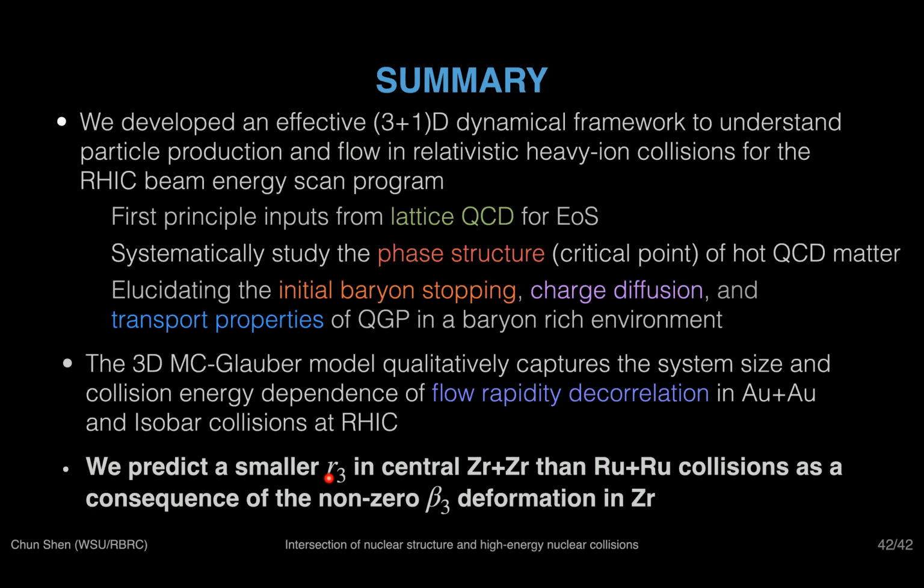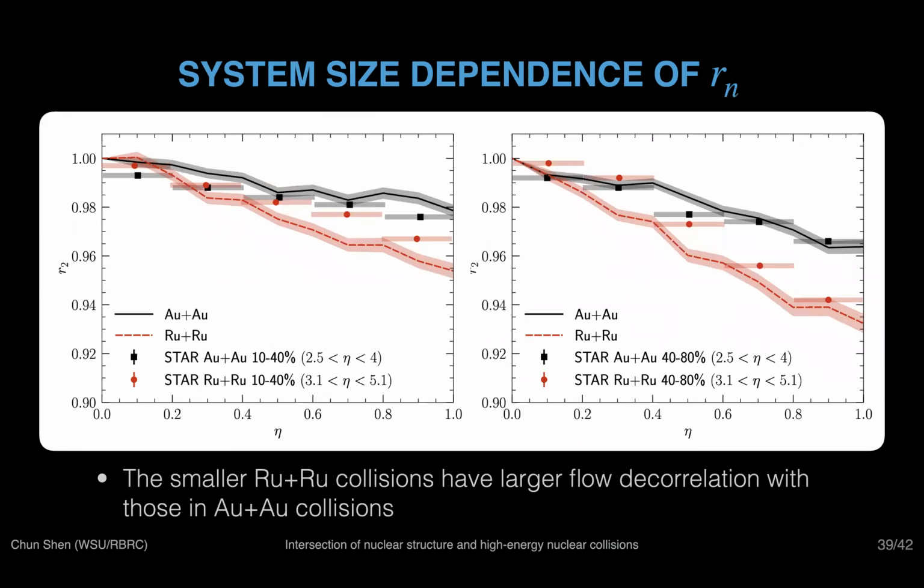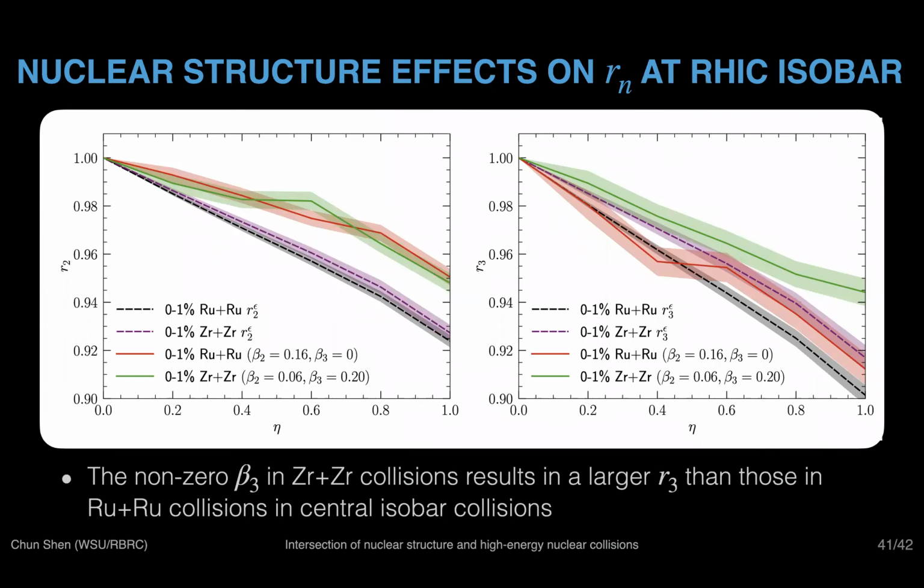Are they going to measure this correlation in zirconium? Or why do they only have ruthenium? Oh, no. Ideally they have zirconium, but the error was too much. I don't think they analyzed all the data. There are some preliminary results. The ruthenium and the zirconium both are consistently bad. Right? Okay. I just didn't plot them.